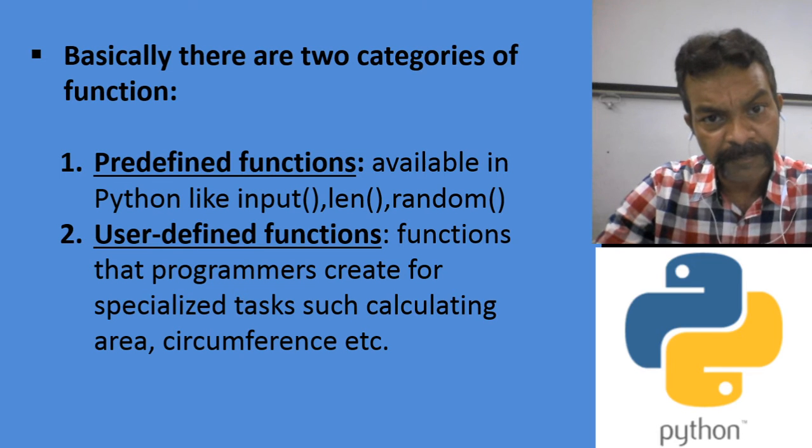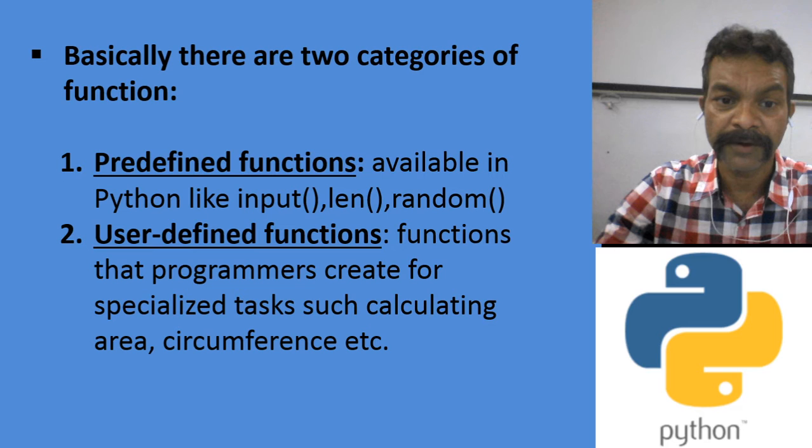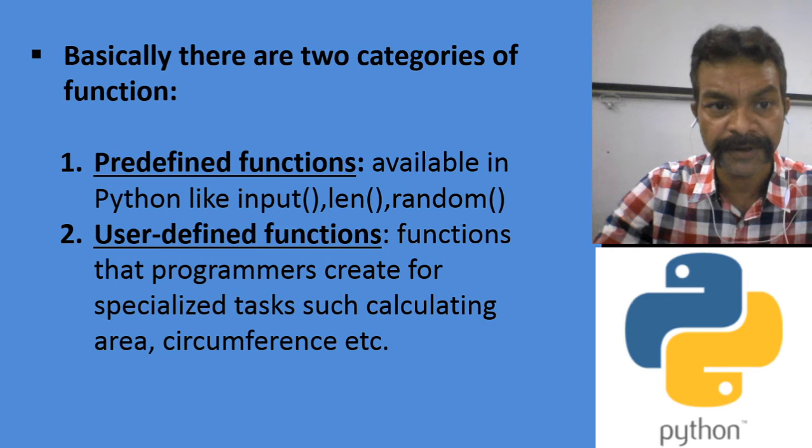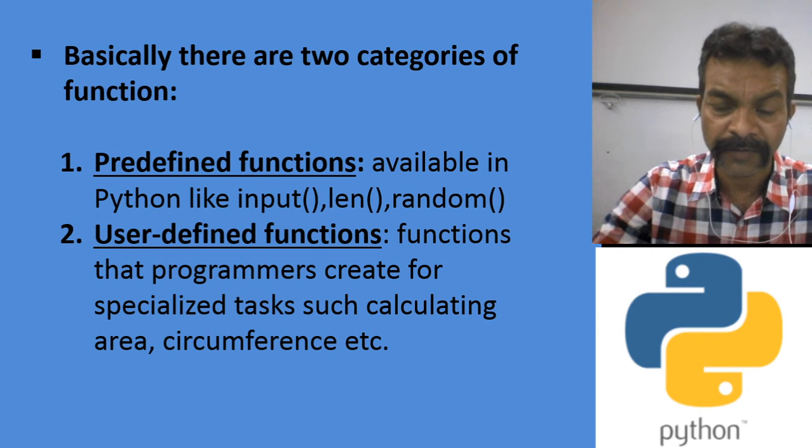So this is the definition of the function, and now we will see the different types of functions. Basically there are two categories of function. Number one is predefined functions. These are available in Python, like input function, len function, random function. Predefined function is also called built-in function. In this video we will understand these functions and their working.